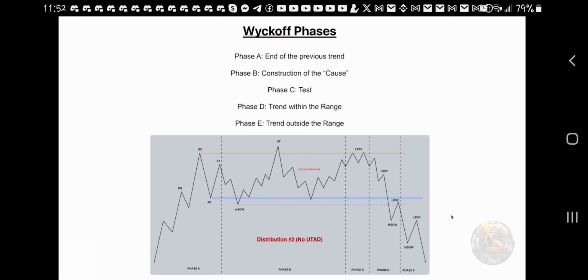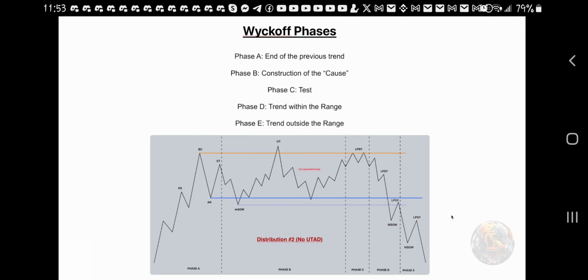This is the effect that the cause of phase B built. You remember I said in phase B, it needs to be longer because they have to construct a cause. This is the effect of that cause. And the magnitude of this effect will be proportional to the magnitude of the cause that preceded it. So the longer it can build its energy, the greater you can expect this move to be in phase E.